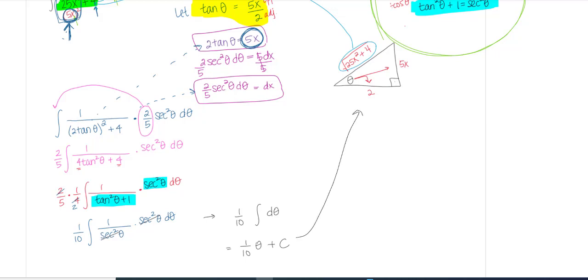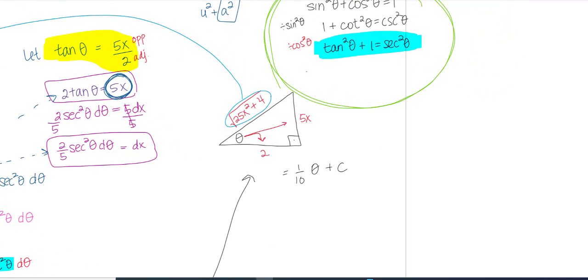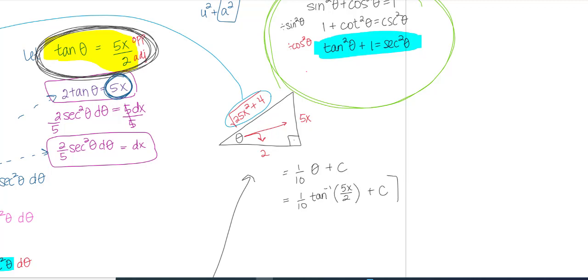Where you started the problem, with that right triangle trig, basic SOHCAHTOA, basic tangent is opposite over adjacent, is where you're going to end this problem as well. If I have 1/10 of theta plus c, I actually have multiple different ways that I can represent theta. But the easiest is going to be to go back to the very beginning where you identified tangent of theta is 5x over 2. So I can take inverse tangent of both sides to figure out that this will be inverse tangent of 5x over 2.